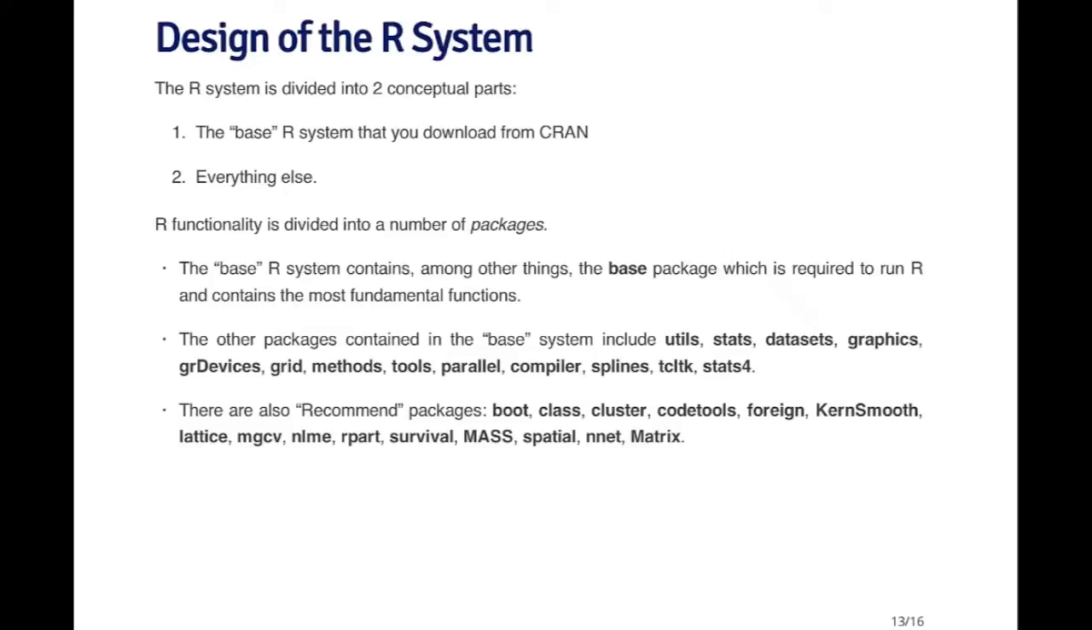So the basic R system is divided into, we can think of, two conceptual parts. There's the base R system that you download from CRAN, which is the Comprehensive R Archive Network, and that's the go-to place for all things R. And then there's everything else. The base system contains what's called the base package, which has all the low-level fundamental functions that you need to run the R system. And then there are other packages contained in the base system, which include, for example, utils, stats, datasets, graphics, and a bunch of other fundamental packages that more or less everyone might use.